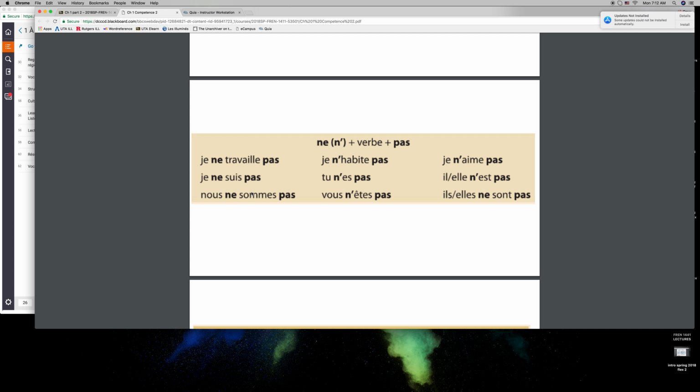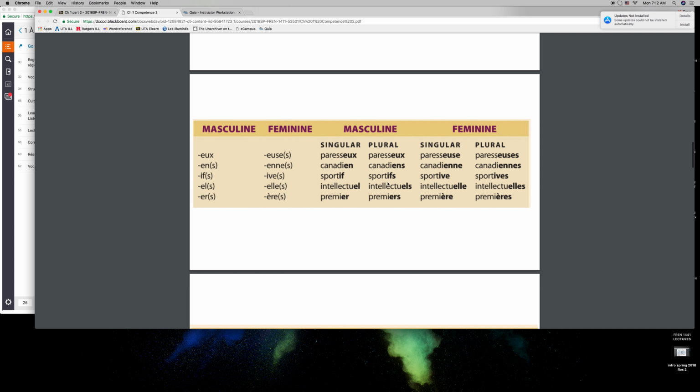So these are other verbs, right? And this is the negation that we've discussed in the past. Repeat after me, please. Je ne travaille pas. Je ne suis pas. Nous ne sommes pas. Je n'habite pas. Tu n'es pas. Vous n'êtes pas. Je n'aime pas. Il, elle n'est pas. Ils, elles ne sont pas.